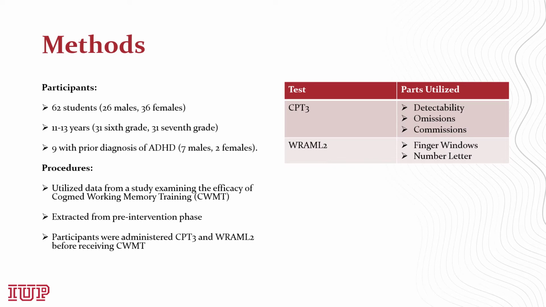A preliminary analysis was conducted to determine which variables were most closely related. Select measures from each instrument were then chosen. Omissions, commissions, and detectability scores were used from the CPT3, and scores from the finger windows and number letter subtests of the WRAML2 were used.